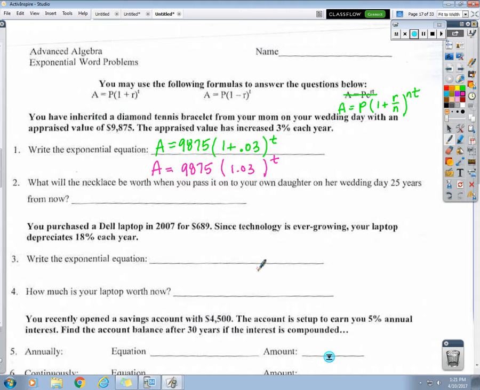Okay, what will the necklace be worth when you pass it on to your own daughter on her wedding day 25 years from now? So what are we going to do? Right, you're just going to replace the T for time with 25 because years is time. So it'll be A equals 9,875 is how much the bracelet was worth the day you got it, but it's increasing at a rate of 1.03, and so that means 25 years later it will be worth how much?